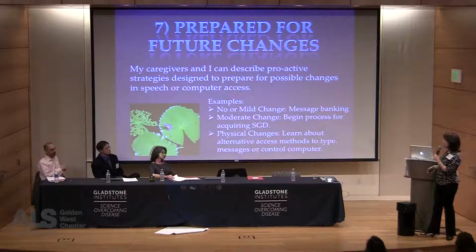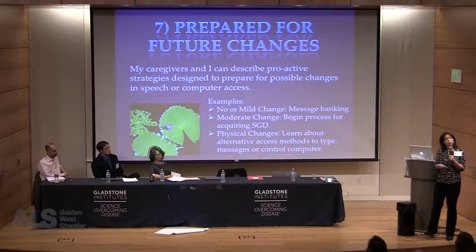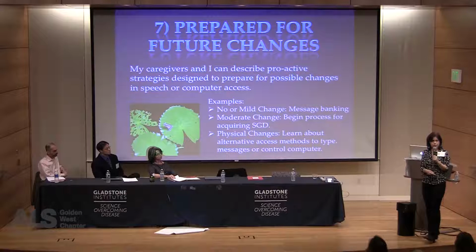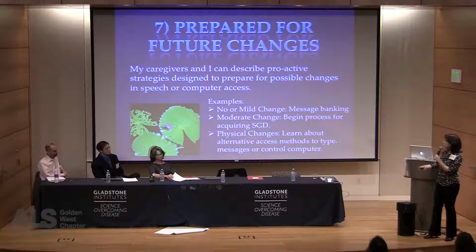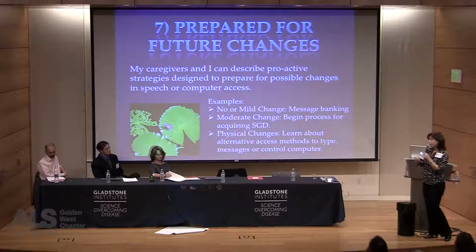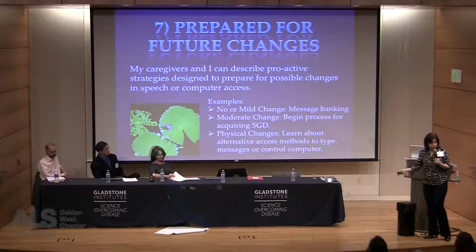That's called voice banking. With moderate changes in speech, we start early on looking at speech generating devices for people because you need to learn to use it, store some messages, get comfortable with it. You want to get it before you need to rely on it. And then with physical changes, if you're starting to have trouble with your access method for the communication device or computer, if it's starting to get fatiguing, we want to start looking. What's the next method? How can we tweak this to make it a little easier for you already?